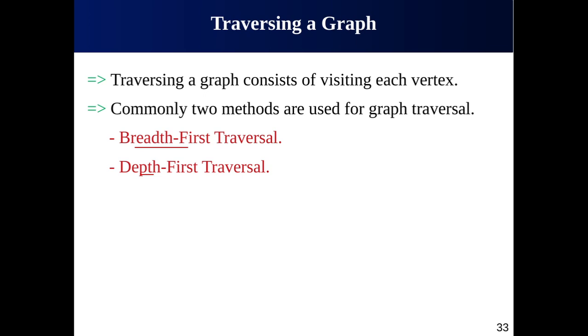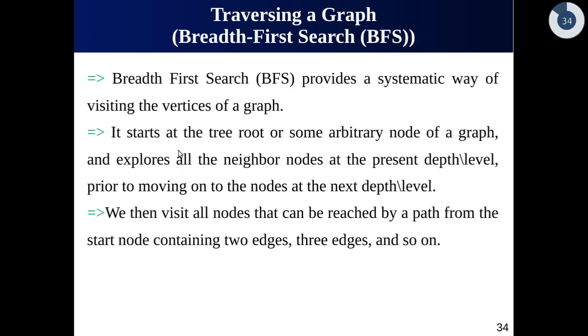And these algorithms can be used to find out whether a node is reachable from a given node or not. Let us explain these two methods one by one. Our first method for the traversal of a graph is referred to as breadth first search, or BFS in short.